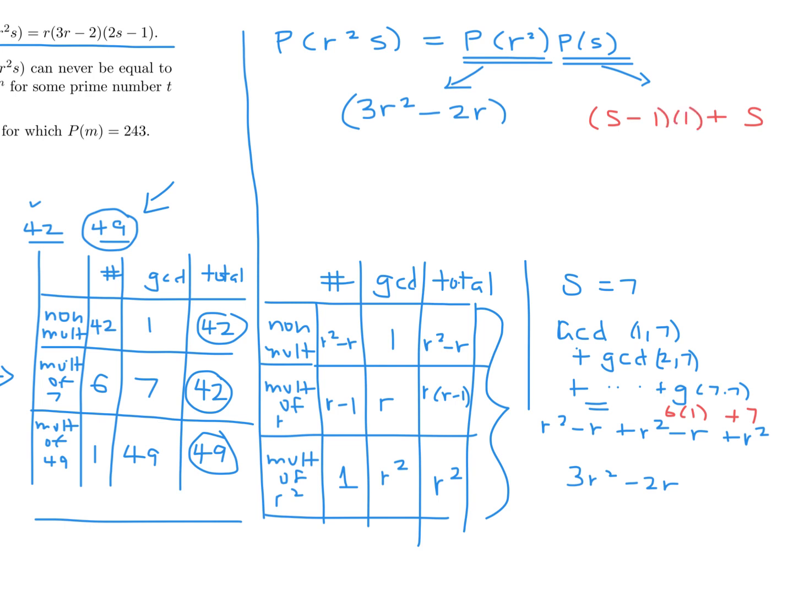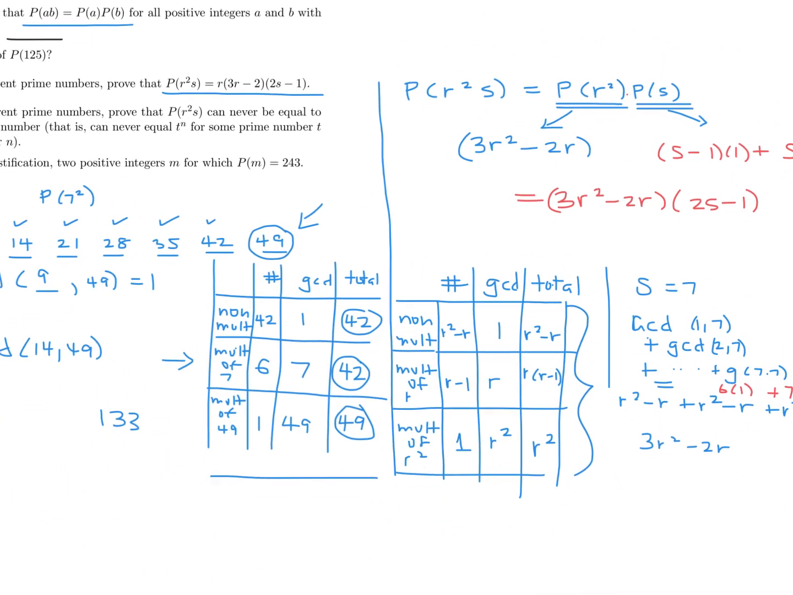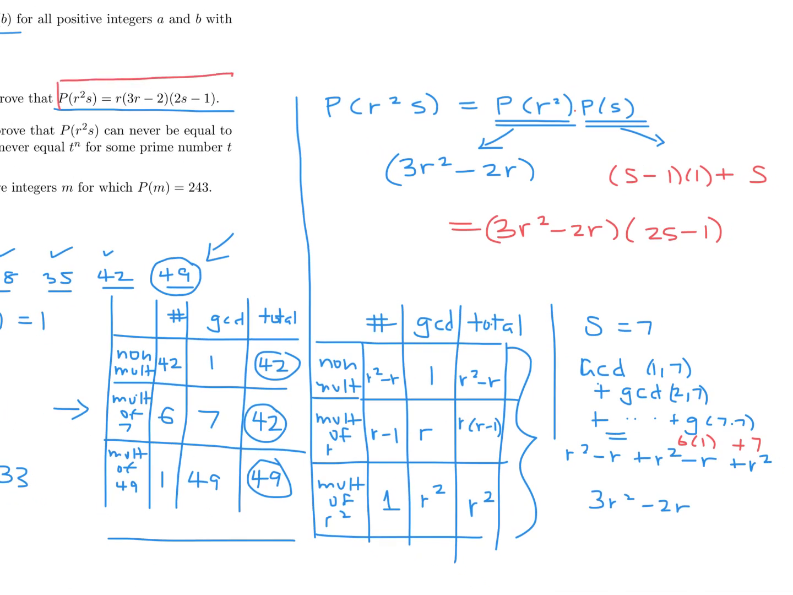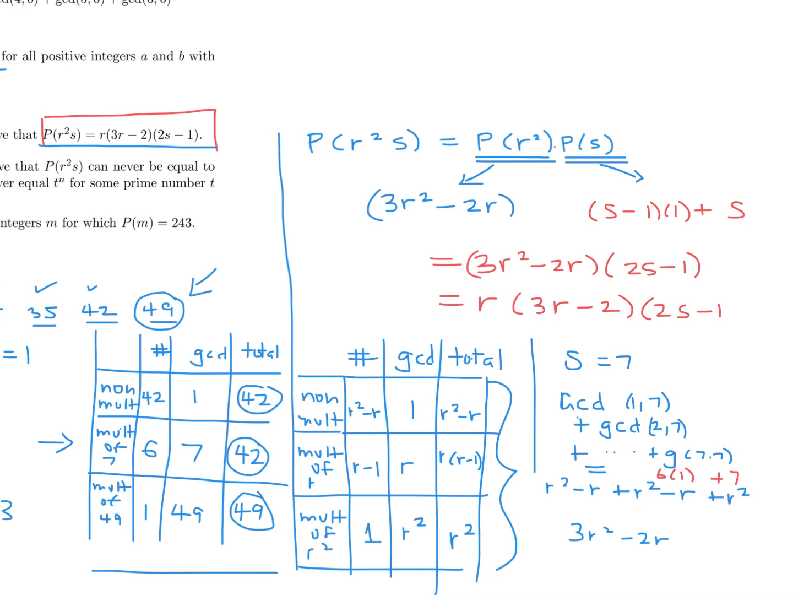I'm doing this carefully here. Don't want to mess this up. Okay, so let's combine it because we've got to multiply it, right? So it's 3R squared minus 2R, and then this looks to me like 2S minus 1. And what are we trying to prove here? We're trying to prove, oh, it's right there. I think I have it. I just have to factor out the R. Okay, I got it. If I factor out the R, it looks just like that. There, I just did it. Okay, great. So I proved it.